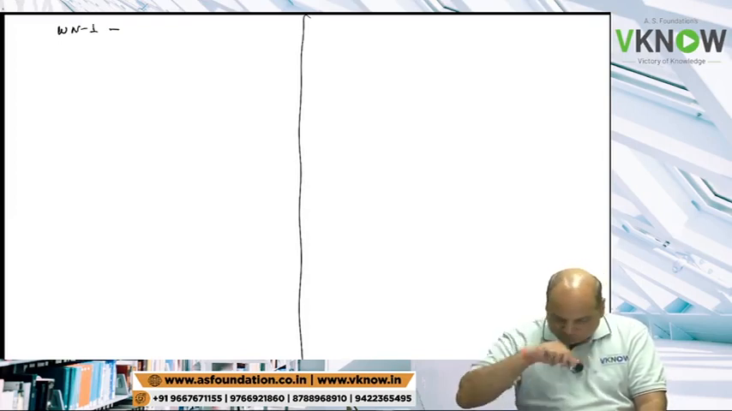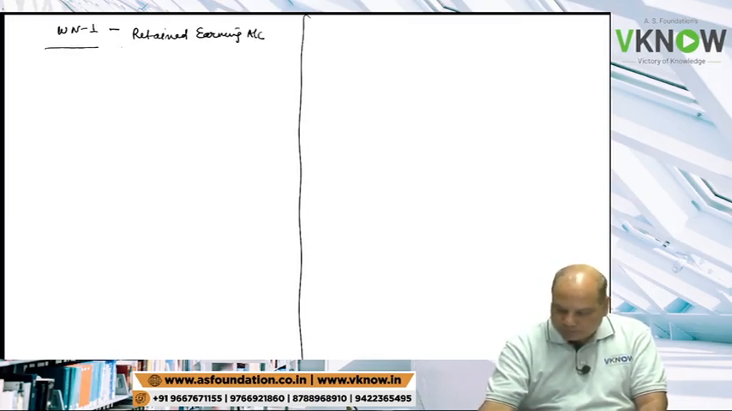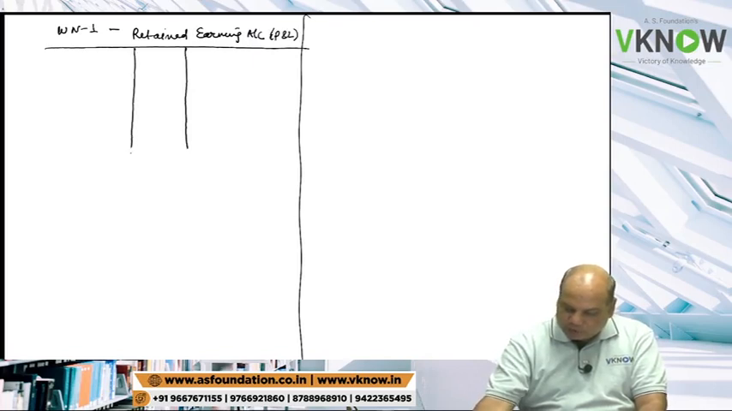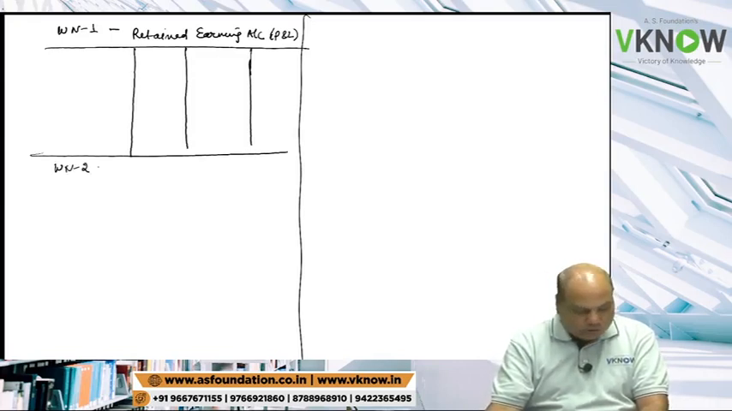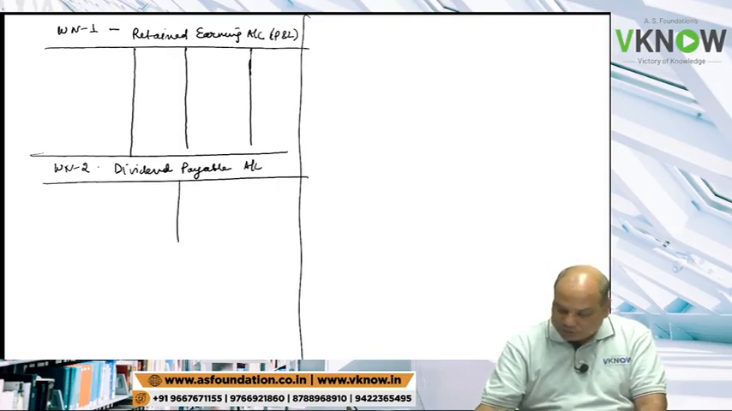Working note 1 is retained earning account. Retained earning, in bracket write P&L account. What is retained earning? Profit which is not distributed. Keep 6 lines blank. Working note 2, write down dividend payable account, 6 lines blank.